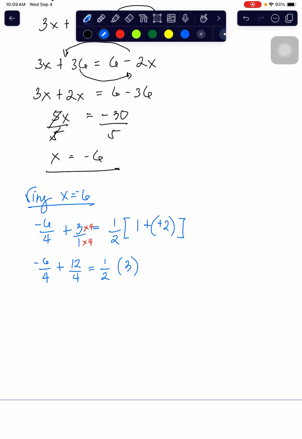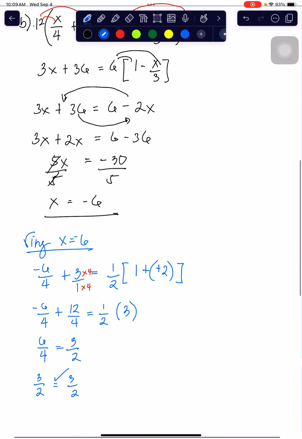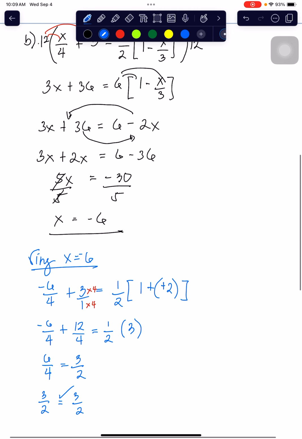All right, so negative 6 over 4 plus 12 over 4, that will be what? That's 6 over 4, right? Positive. Equals 3 times 1 half, that is 3 over 2. And if we reduce 6 over 4 to lowest terms, we get 3 over 2 is equal to 3 over 2. That means we have a true statement and a correct root for this problem. Okay, so that's how we solve for letter B.